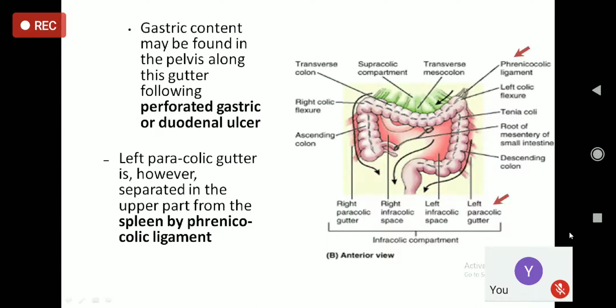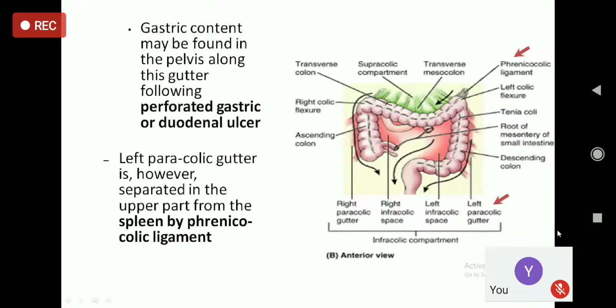The gastric content may be found in the pelvis along this gutter following a perforated gastric or duodenal ulcer. So if there is any perforation of the duodenal ulcer or the gastric ulcer, the pus can drag down via this route to the pelvic cavity. Or the infection from the appendix can communicate to the above area, the supracolic compartment.